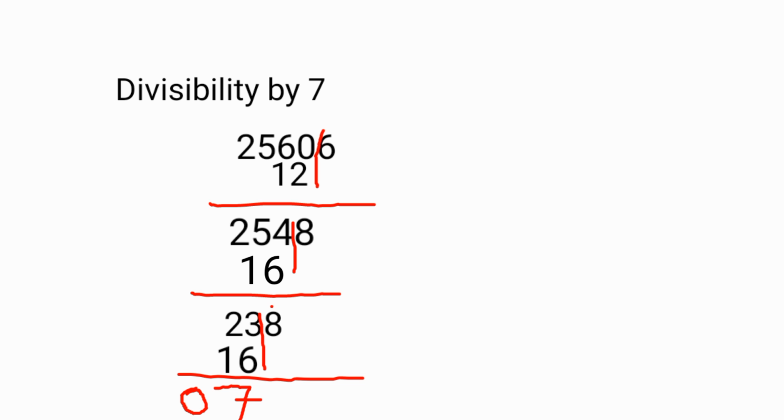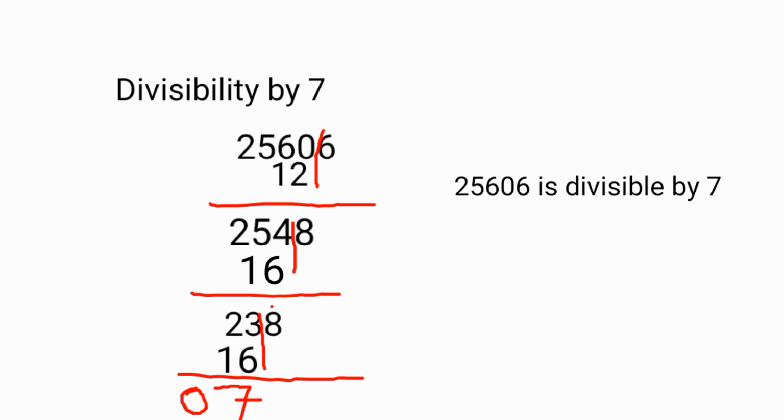You can continue this until you get a 2-digit number. Here the answer we got is 07. 07 is nothing but 7 itself. So whenever you get a 2-digit number, you can stop this. If the answer you got now is either a multiple of 7 or 0, then the given number will be divisible by 7. So 25,606 is divisible by 7.